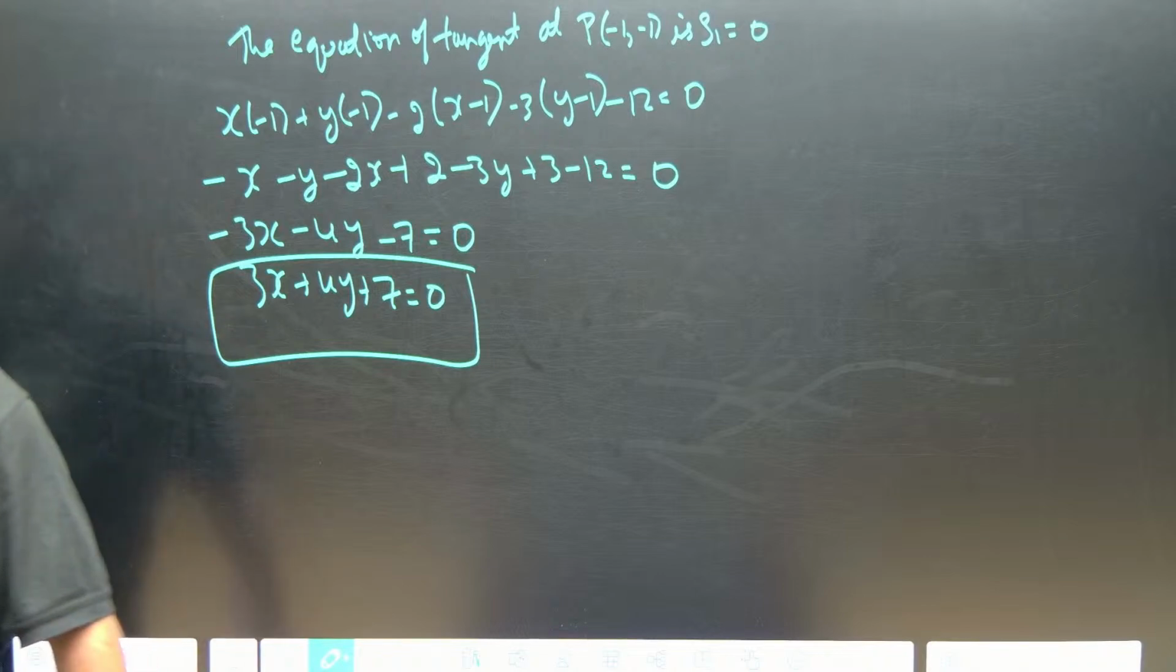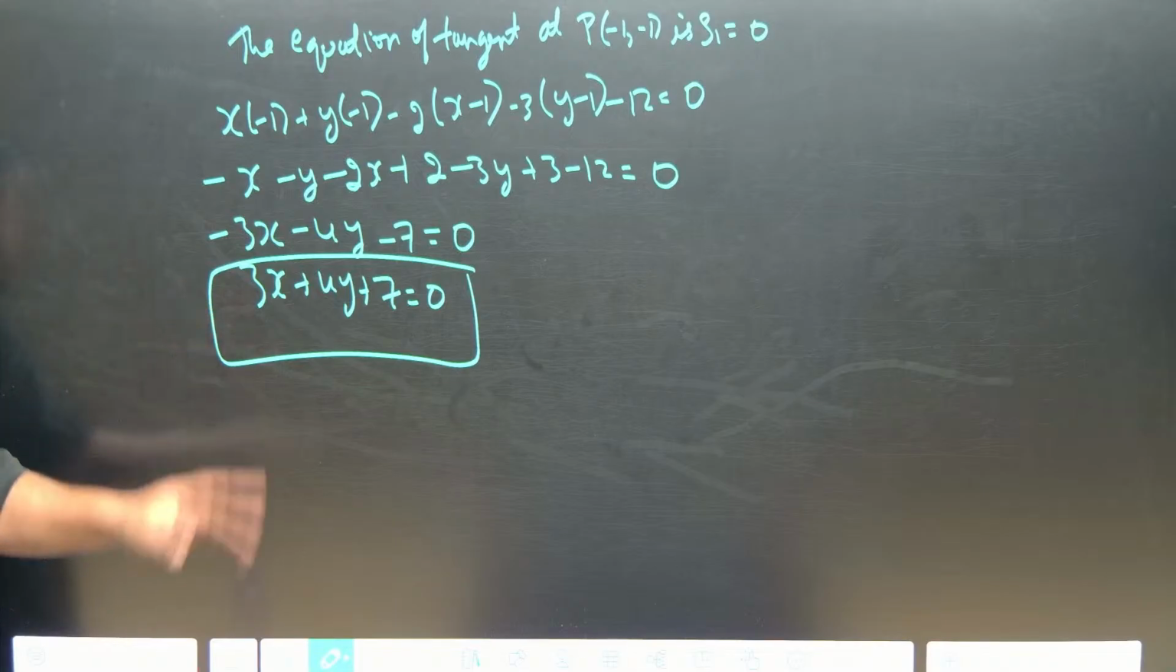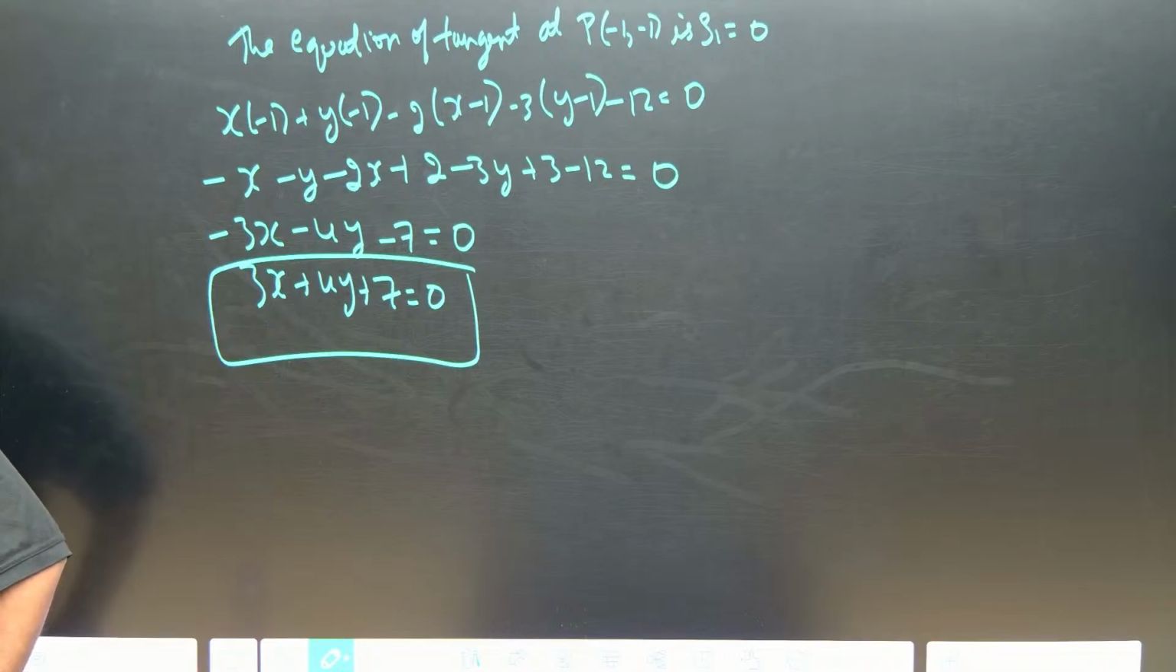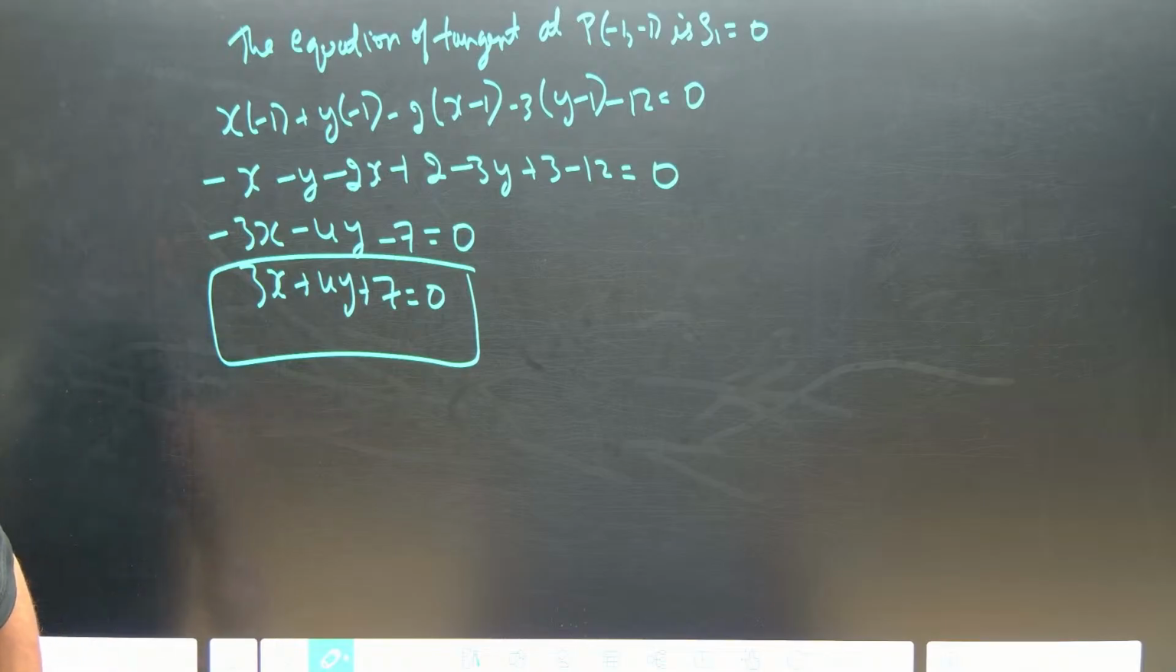This is the required equation of the circle that we would be having. This is the required equation of the orthogonal circle. This is the required equation of the tangent that we would be having. Clear? This is how we got to solve this question.